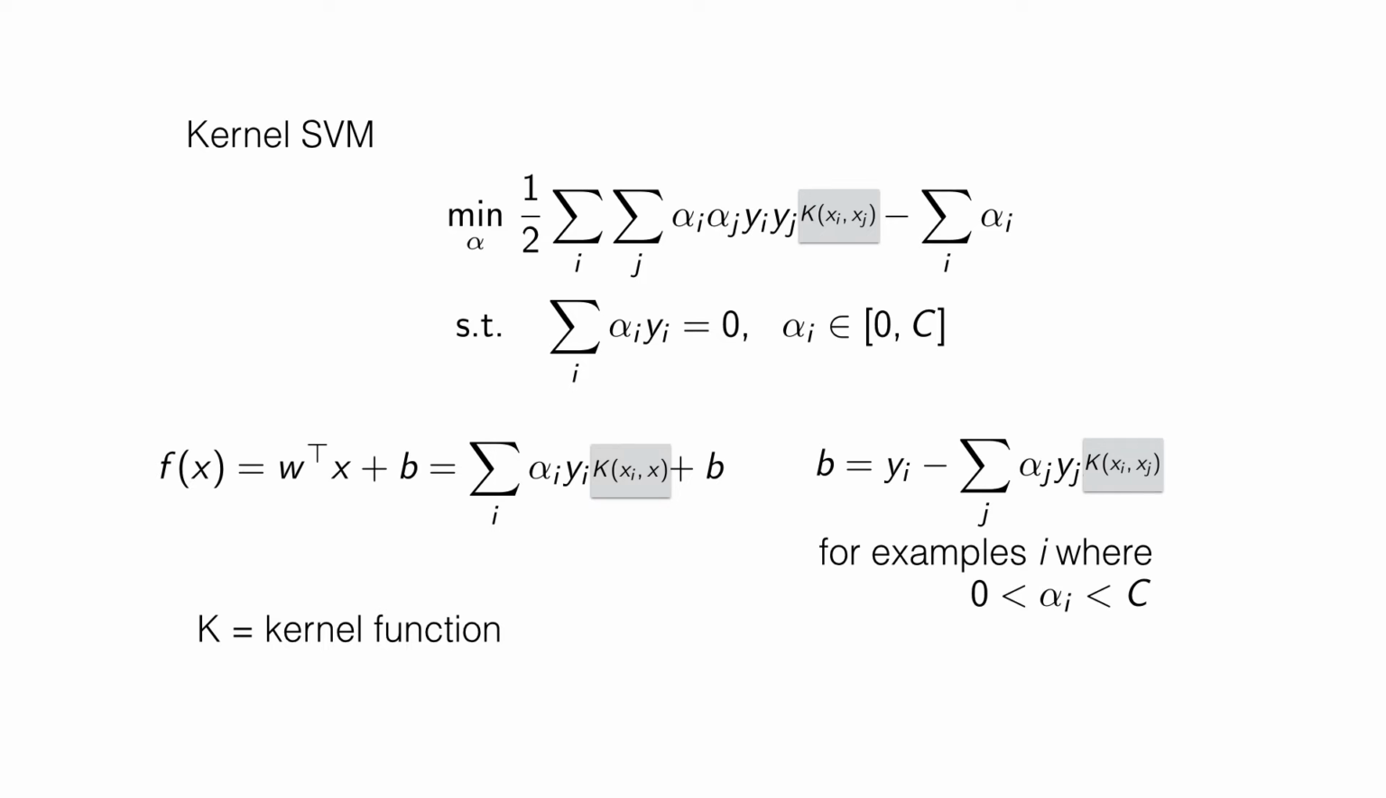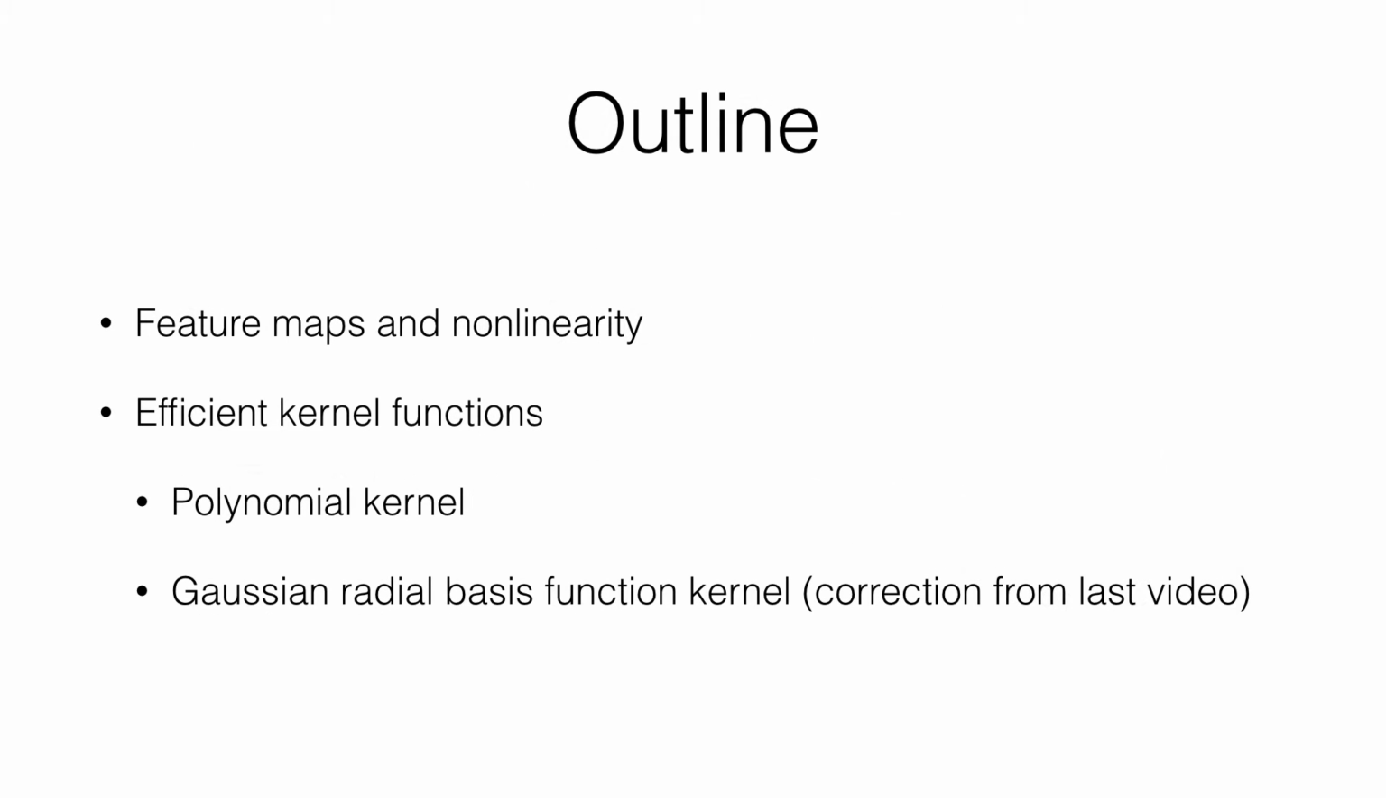So this video is going to be organized as follows. We'll talk about feature maps and nonlinearity. So why do we want to map to a different feature space, and how does that get us richer decision functions? And then we'll talk about how to efficiently compute certain kernel functions that are very popular in the application of support vector machines. In particular, we'll talk about the polynomial kernel, and the Gaussian radial basis function kernel, or the RBF kernel.